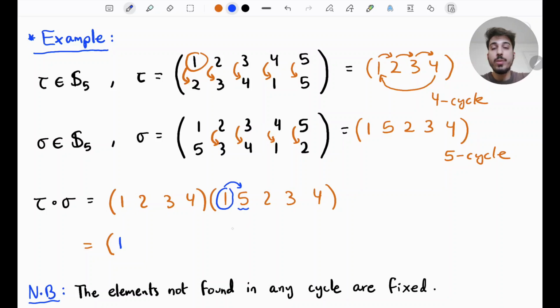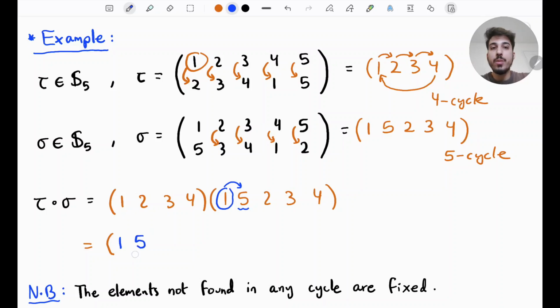So I will see where 5 is being sent to on the left here. I see that 5 does not belong in this list, so 5 is fixed over here. So 5 is being sent to 5. So essentially, 1 is only sent to 5, and nothing happens afterwards. So we just write 5.